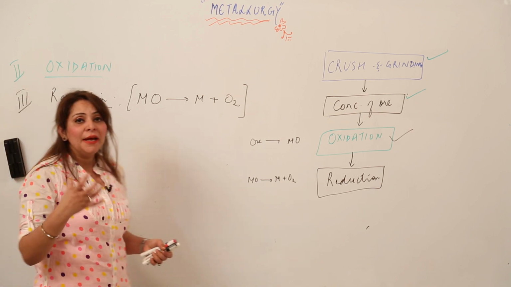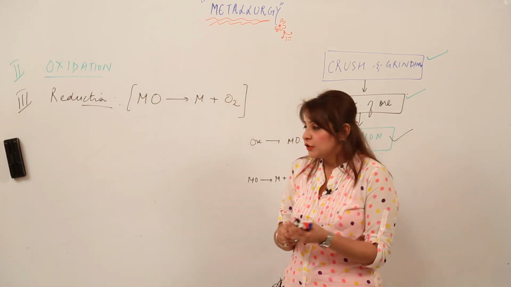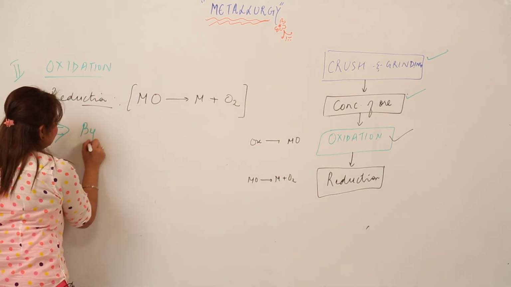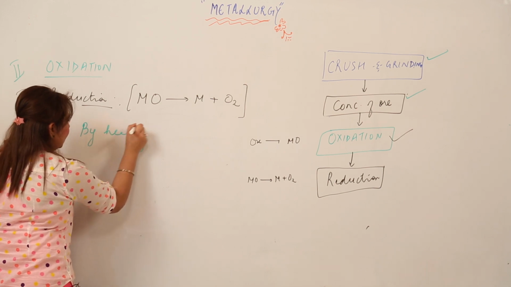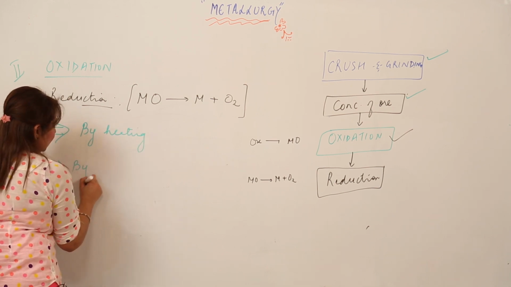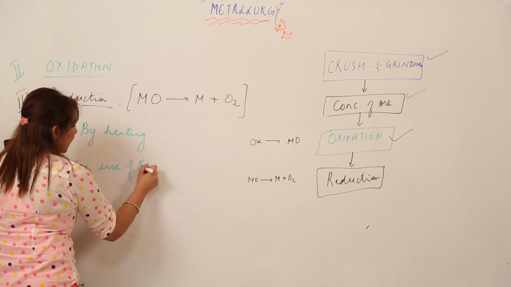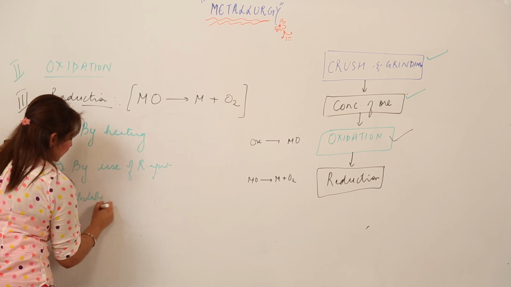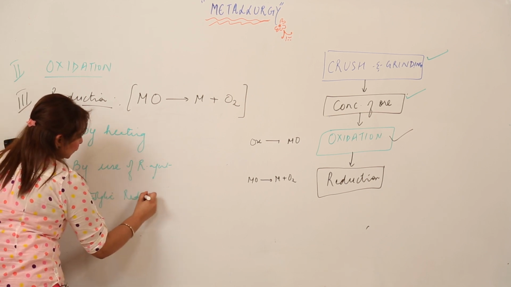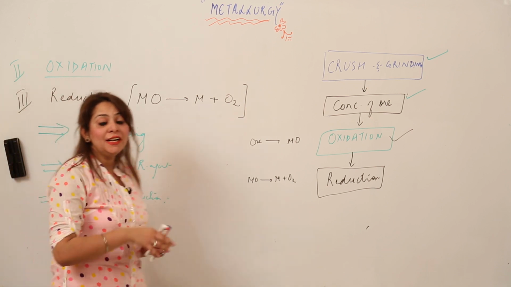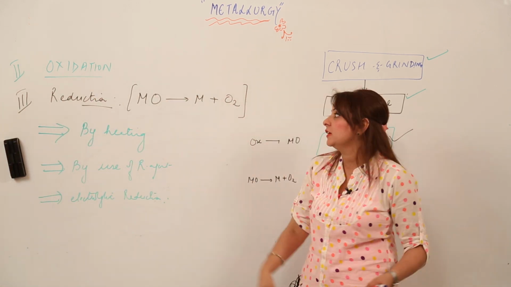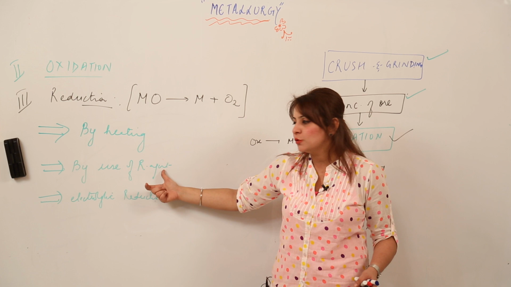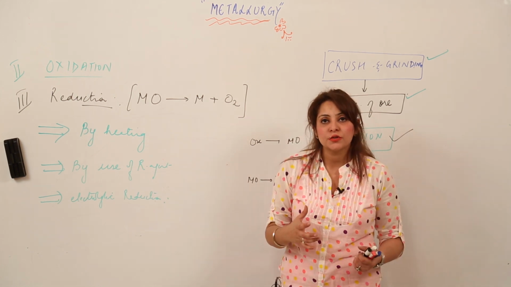Now again, there are many methods which are employed for reduction. What are those three methods? The first method is by heating. The second method is by use of a reducing agent, and the third method is electrolytic reduction. Right. So there are three methods for reduction. That means there are three methods employed to separate oxygen from metal. One is by heating, one is by use of a reducing agent, and the third is electrolytic reduction.